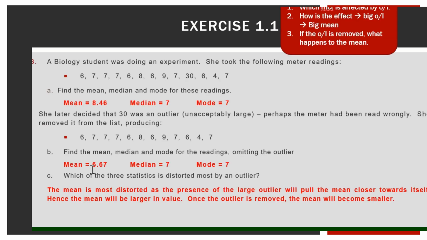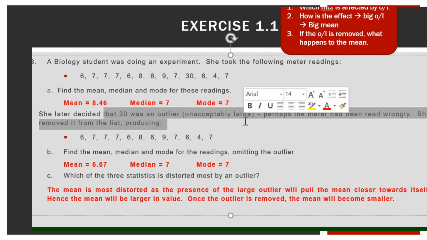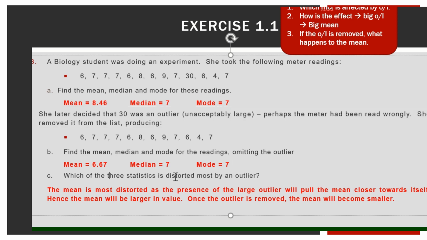So let's look at question 3. A biology student was doing an experiment. She took the following meter readings. Find the mean, median, or mode of these readings. So you arrange from small to big first. This will be the mean, median, and mode. Okay. She later then decided 30 was an outlier. So you remove the 30. You can see your mean will decrease. Median and mode will stay the same.